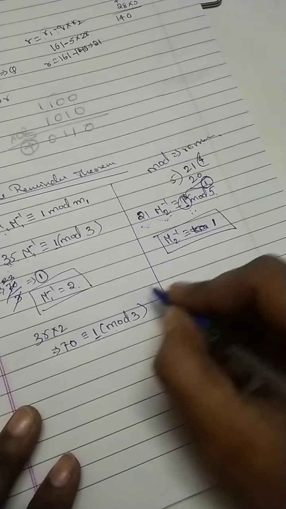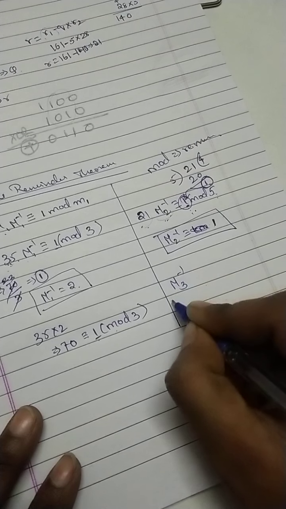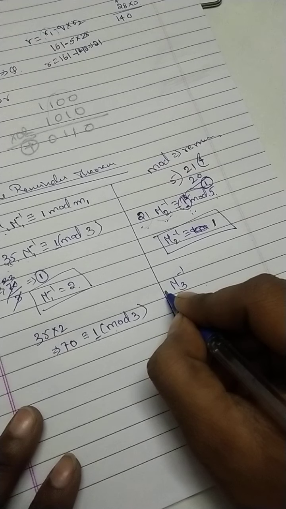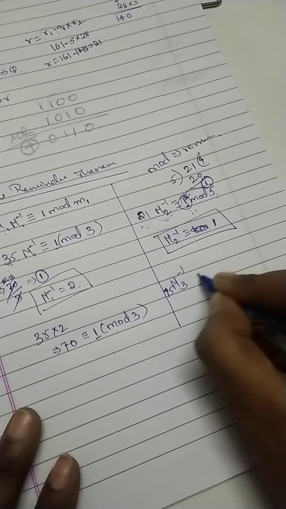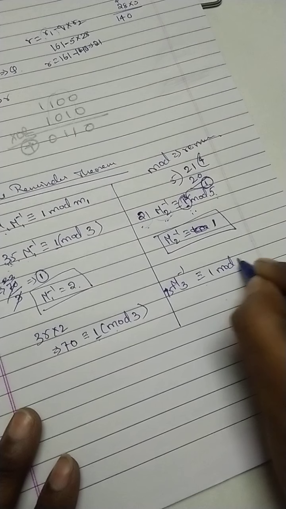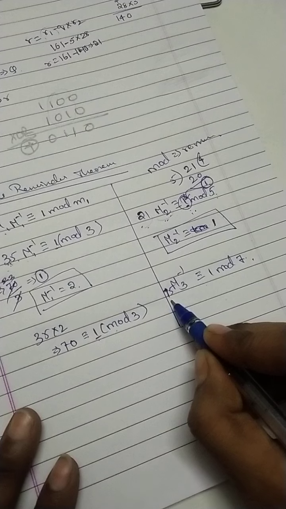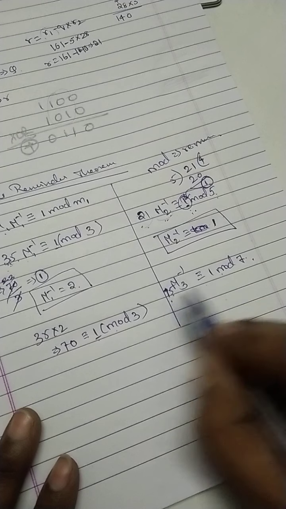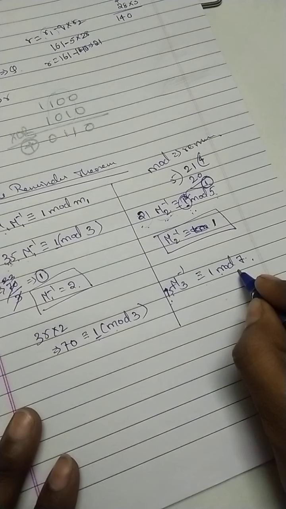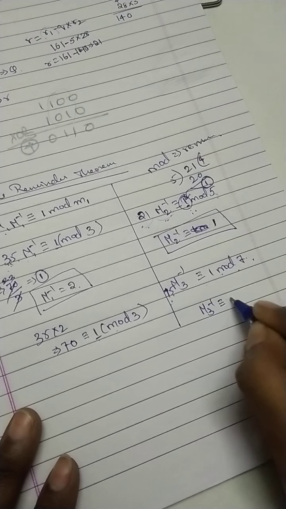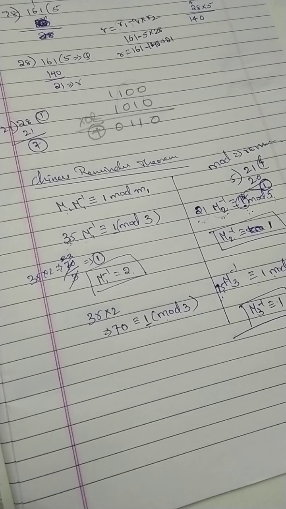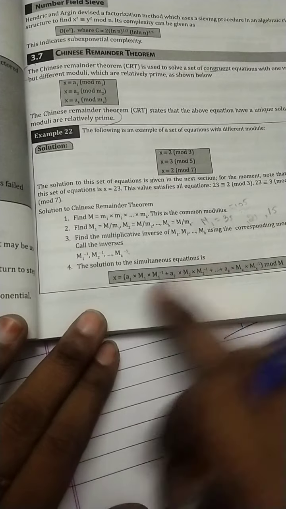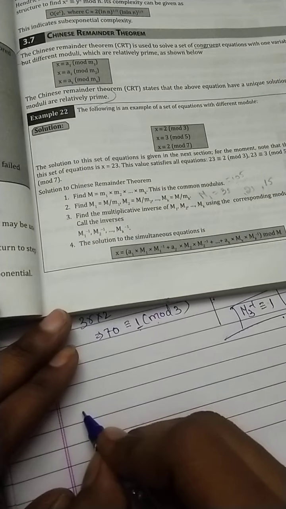Similarly m3 inverse. The m3 value is 15 and it should be congruent to 1 mod 7. Now 7 twos are 14, so again you will get only 1 as the remainder. So m3 inverse is also equal to 1. Now we have the values of the inverses. Now you have to substitute all the values in this formula.